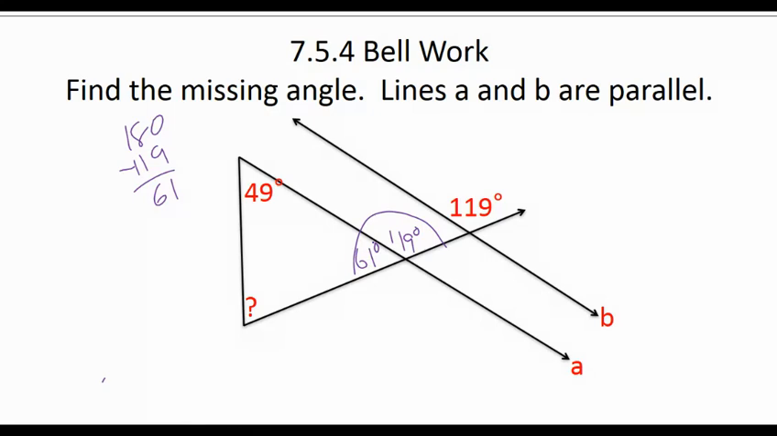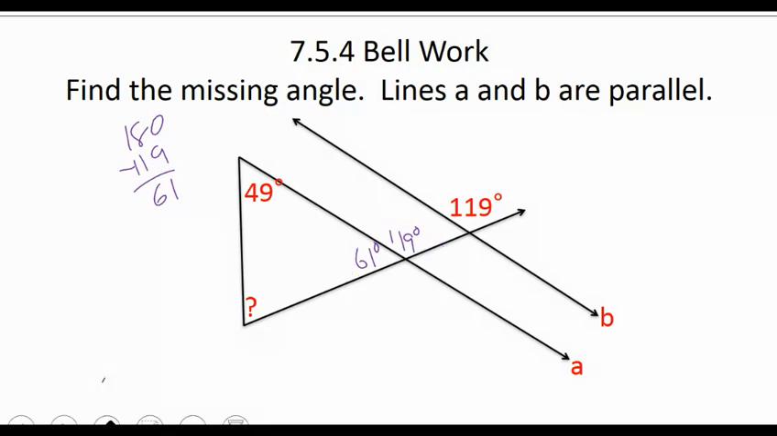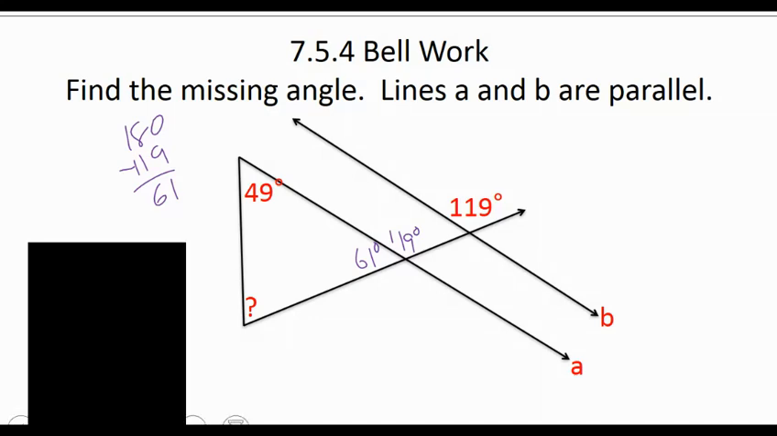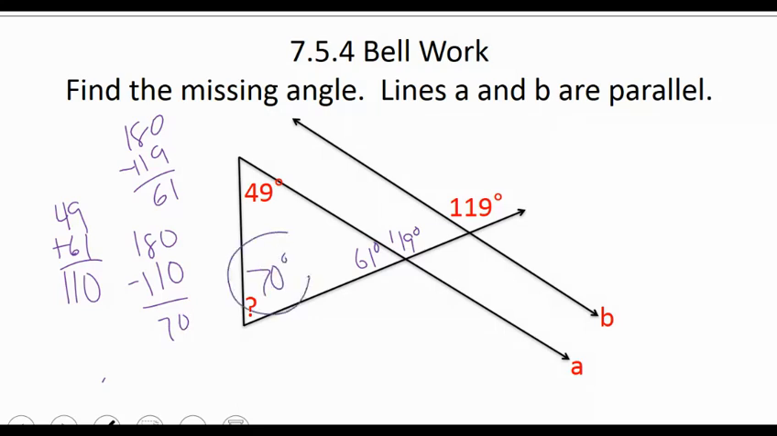Now, if I forget about everything and just focus on the triangle to the left here, I know two of the three angles of the triangle. I know the top angle is 49 degrees. I know the angle to the right is 61. And we learned the three angles of a triangle always add up to 180 degrees. So I can add up the two I know: 49 plus 61 is 110. Then I can do 180, which is what the three angles of a triangle add up to, minus 110, and figure out that this missing angle is 70 degrees.